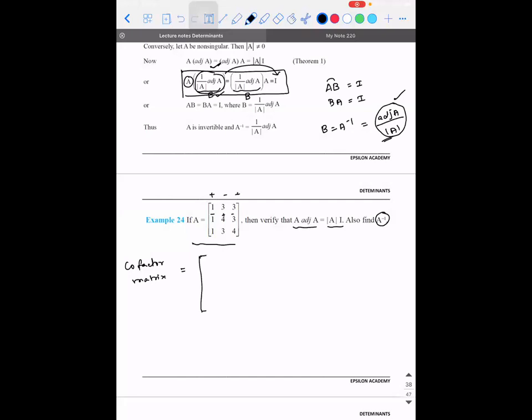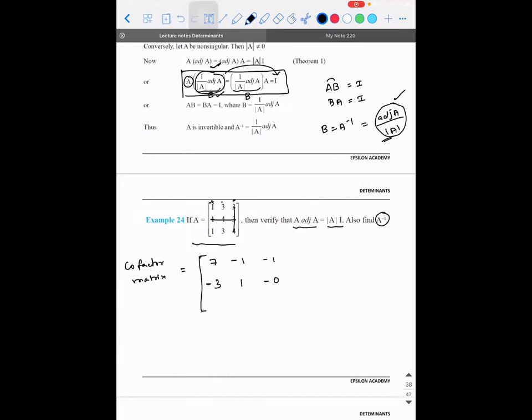Plus, minus, plus, minus, plus, minus, plus, minus, plus. I'm doing it directly, okay? For 1, that is the first element, what is the cofactor? 7. For 3, it is minus 1. For this 3, minus 1. Yes. For 1, it is minus of 12 minus 9, that is minus 3. For 4, it is plus, hide this row and this column, it is 4 minus 3, that is 1. For 3, it is minus of, hide this and this, so 3 minus 3 is 0, no?